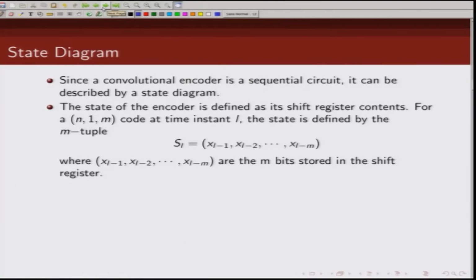A state of an encoder is basically defined by the contents of its shift register. So, if you have a rate 1 by n code whose memory order is m, then we define the state at time L by S sub L, where x L minus 1, x L minus 2 up to x L minus m are essentially the contents of the shift registers. So, the contents of the shift register will define the state of the convolutional encoder.